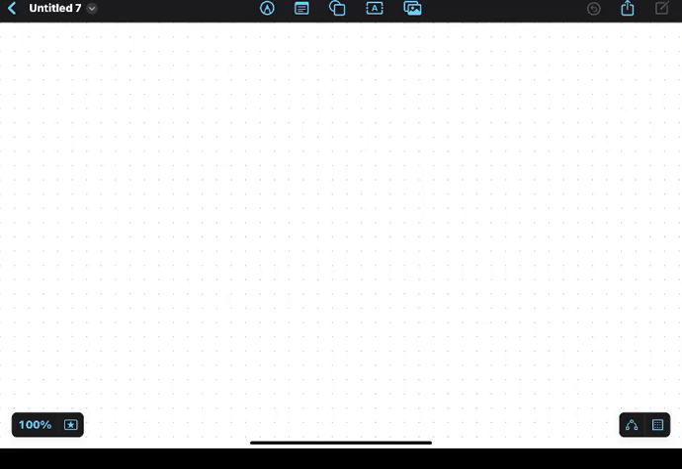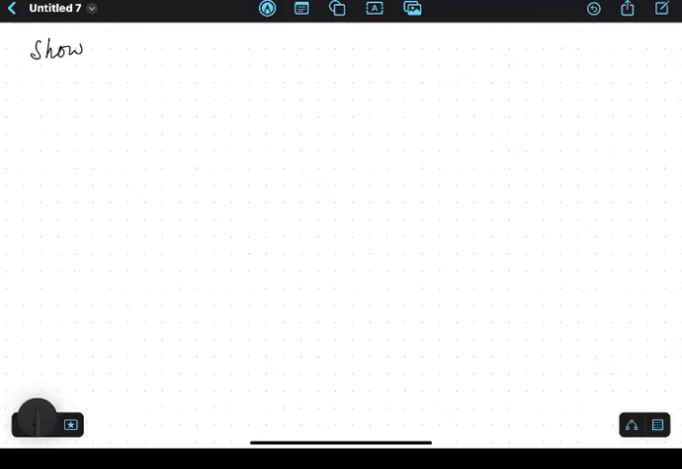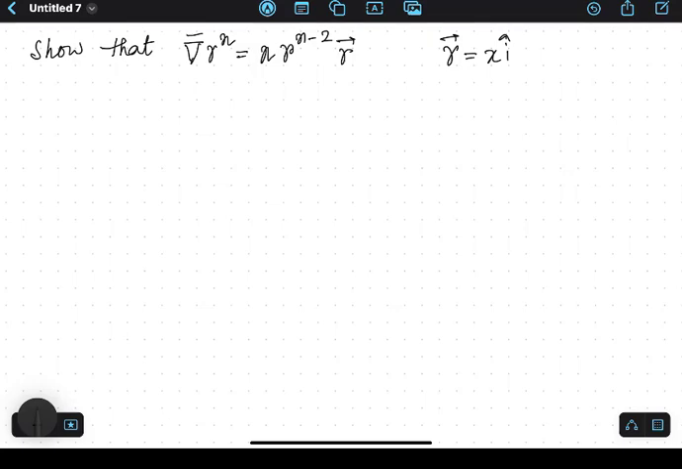So let's write down the question. Show that the gradient of r to the power of n is equal to n r to the power of n minus 2 times vector r. So r, when I don't write r with a vector sign, that means it's the magnitude of the vector r. So what is vector r? It is x i cap plus y j cap plus z k cap.